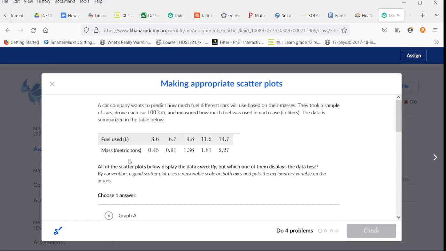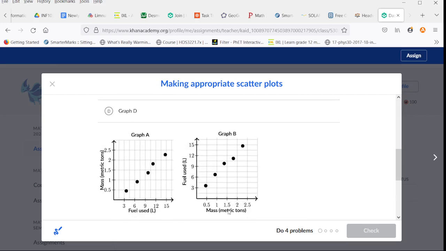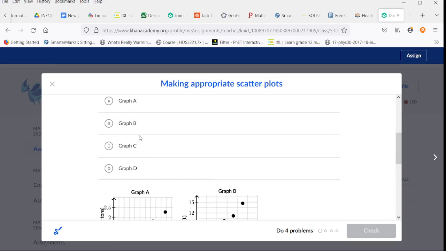Now the next thing we want to do is figure out what is our manipulated variable and what is our responding variable. So what do we control? So we either choose the mass and then see how much fuel is used, or we choose the amount of fuel used and then that somehow determines the mass of the vehicle. Well, we pick the vehicle first with its mass and then we see how much fuel is used. So the mass is the one that we control. That's the one we actively choose, and the fuel is a consequence. That means the mass has to be on the horizontal axis. That means we're on graph B.